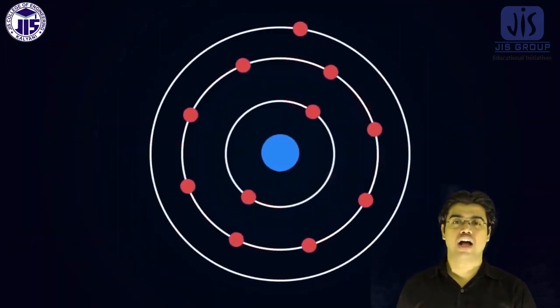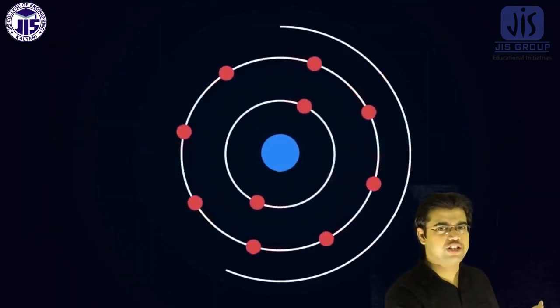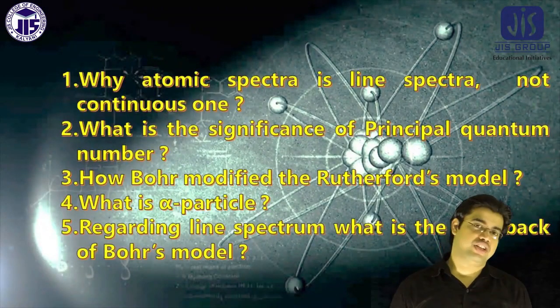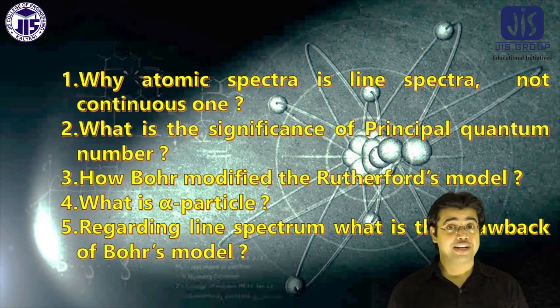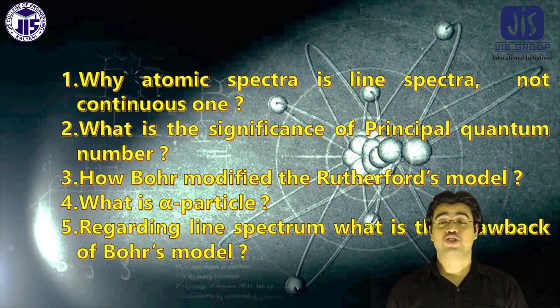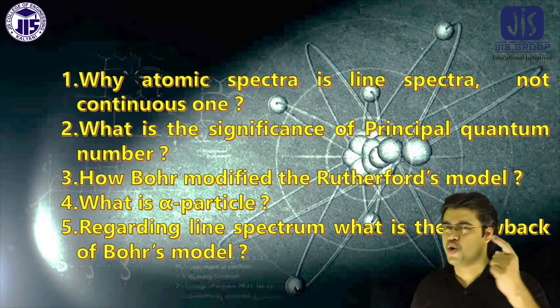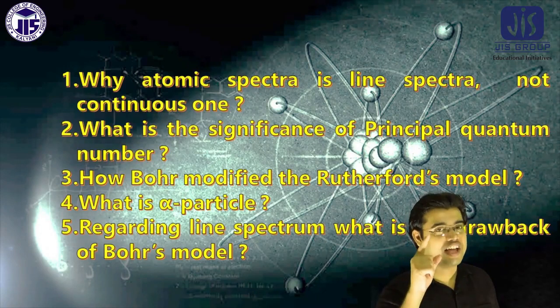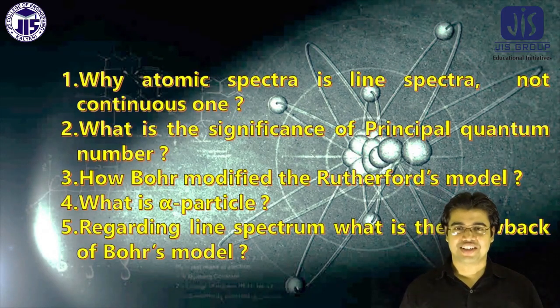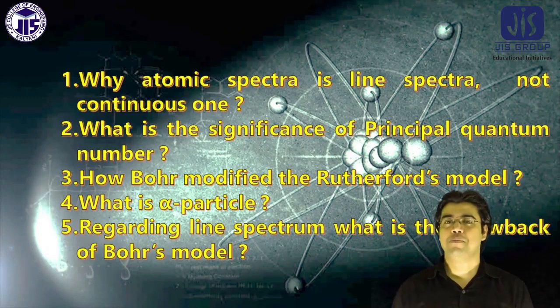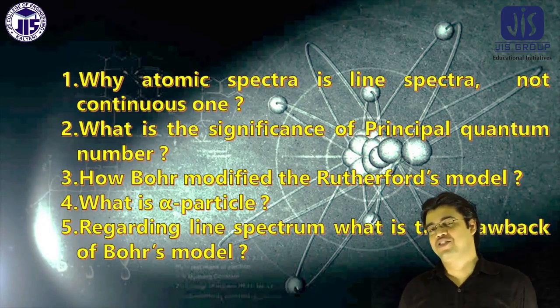And the second answer I already discussed a little bit in the first question: if the atom does not emit the energy continuously, there is no question of getting a continuous spectrum. So obviously we will get the line spectrum, because when an electron jumps from a higher to a lower orbit, then only we can get the spectrum or the energy, otherwise not. So we should get the line spectrum, and experimentally we do get the line spectrum.